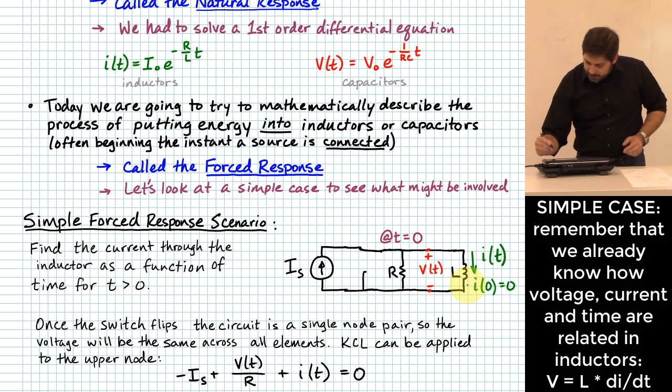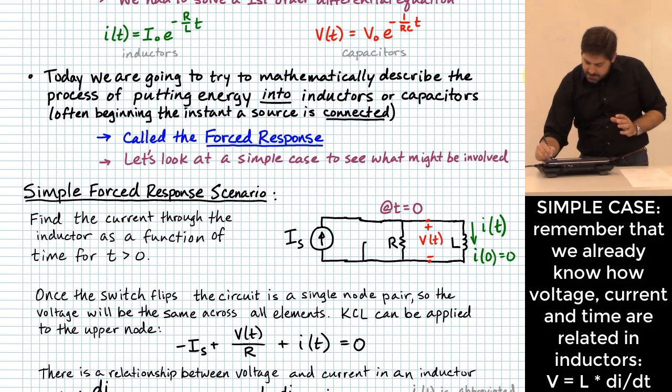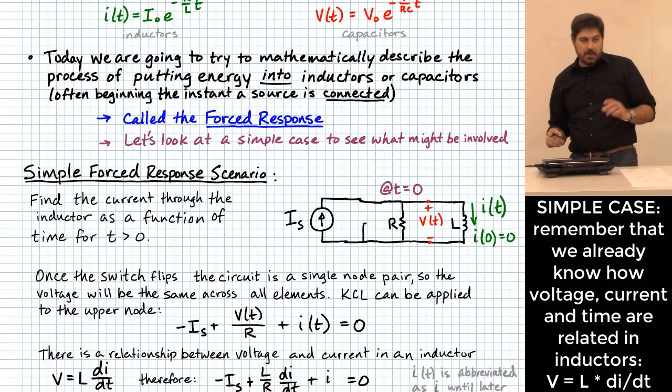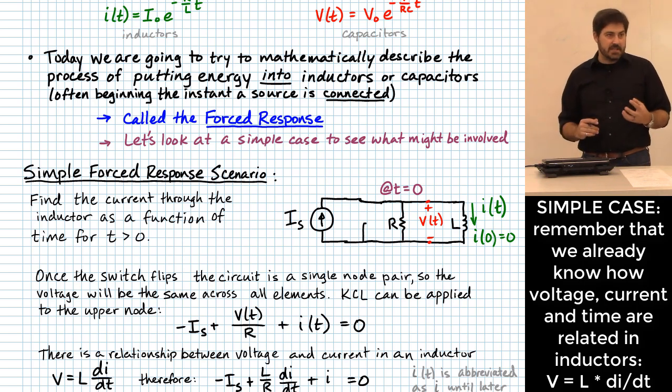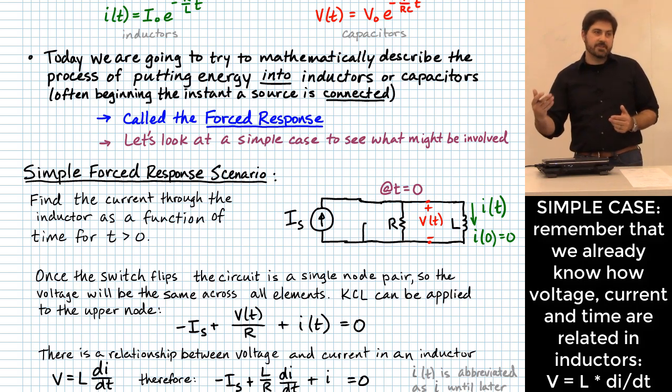Well, here's the cool thing. Because we have this inductor over there, there's a relationship that we are allowed to use for voltage relative to the rate of change of current for an inductor, right? v is equal to L di/dt, okay? That's the voltage across the inductor: the inductance times the rate of change of current.